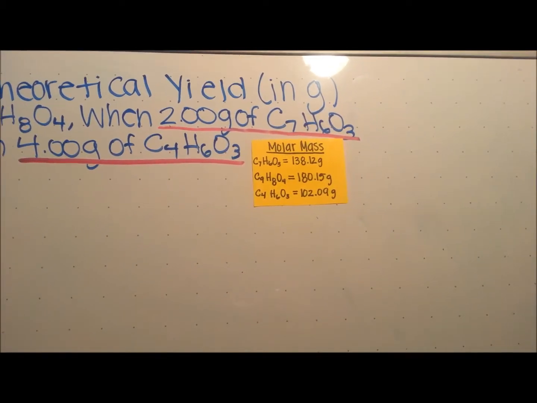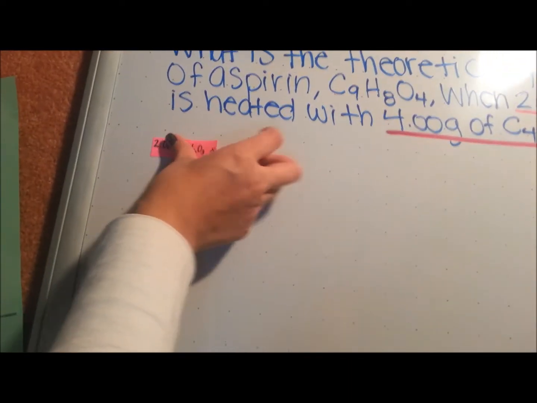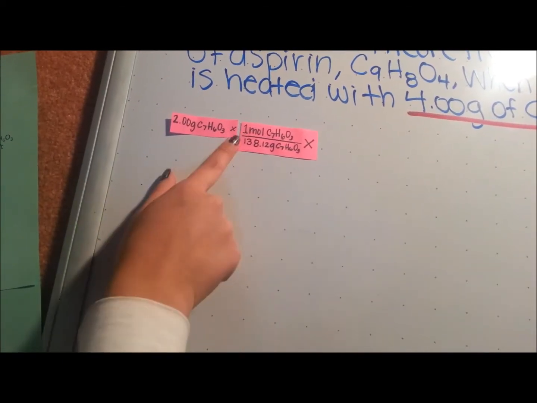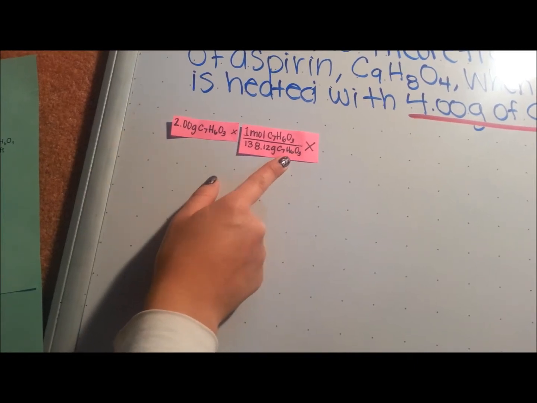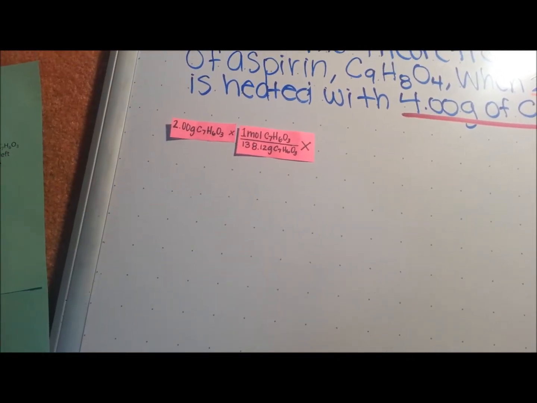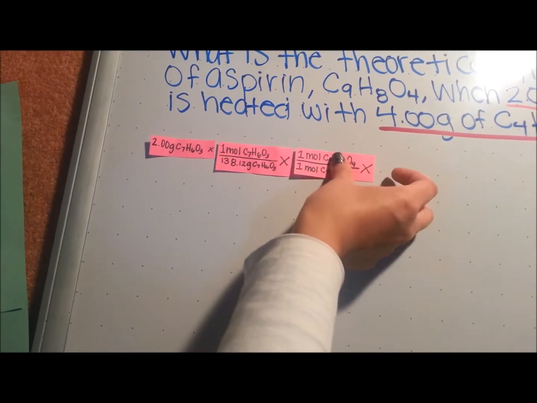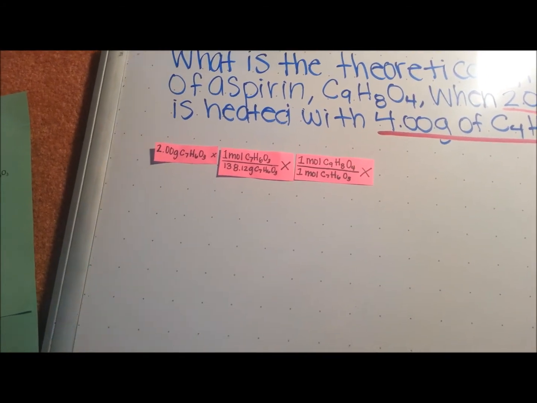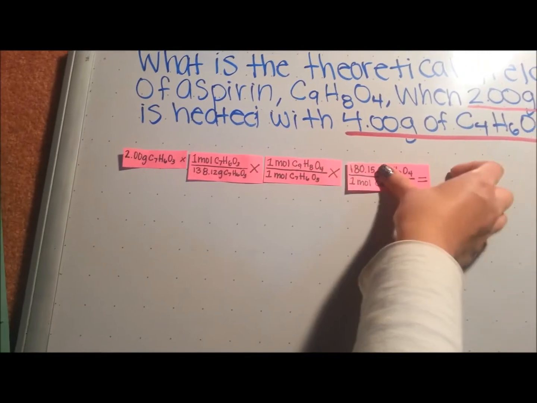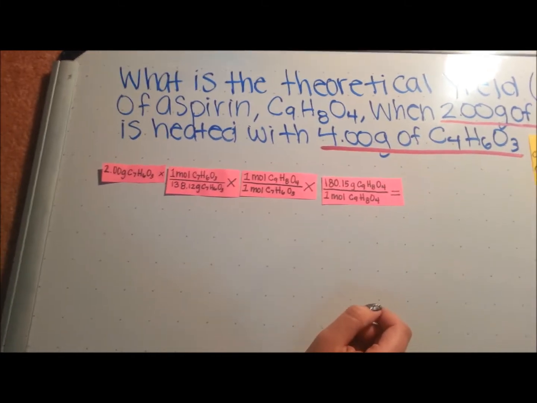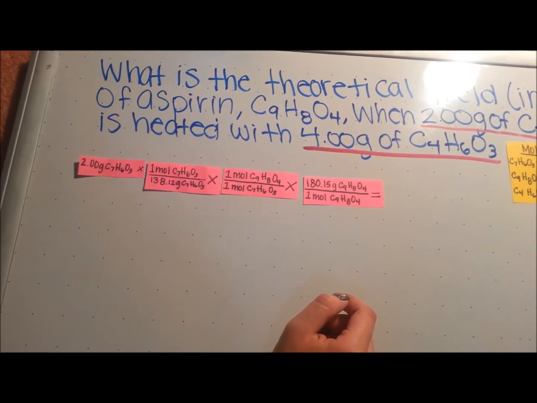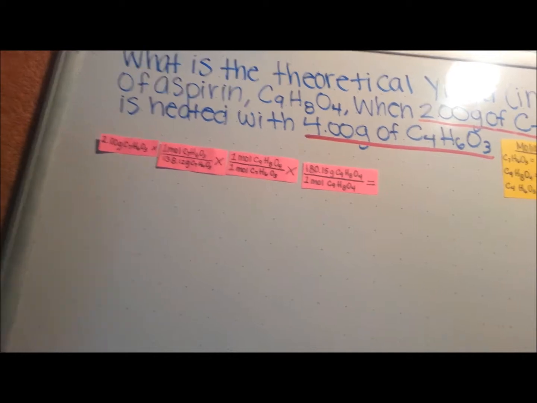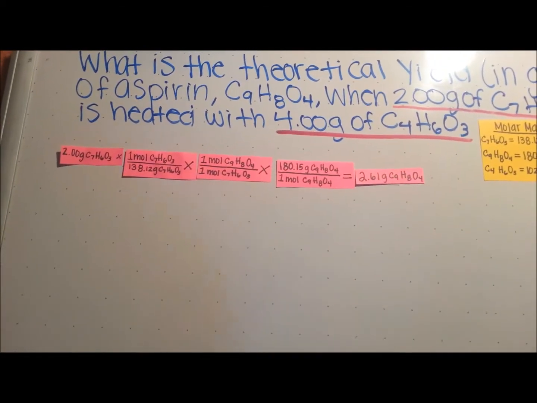So now we're going to start off with the 2 grams of salicylic acid. And then we're going to multiply that by 1 mole of salicylic acid, and we're going to have 138.12 grams of the salicylic acid under here because we want to eliminate the grams. And then we're going to multiply once again 1 mole of aspirin, and we're going to have the 1 mole of salicylic acid on the bottom because we also want to eliminate the moles. We have 180.15 grams of aspirin and 1 mole of aspirin on the bottom, and because we want to get grams at the end, we have this on the top. And then we get 2.61 grams of aspirin.